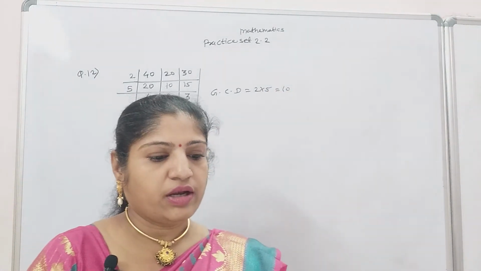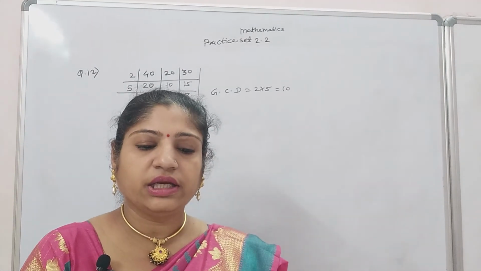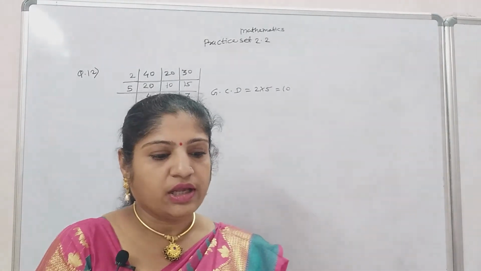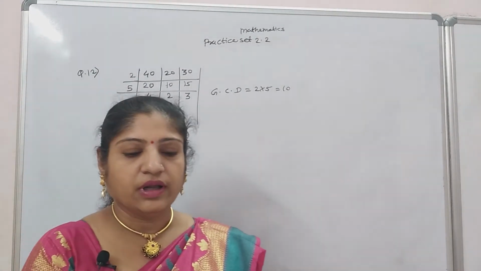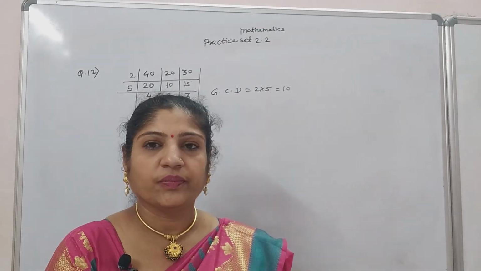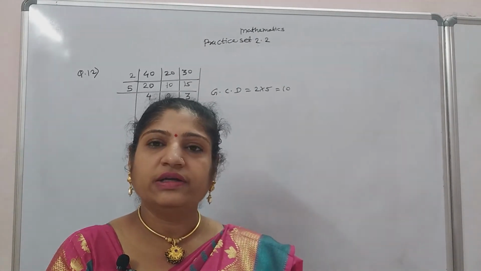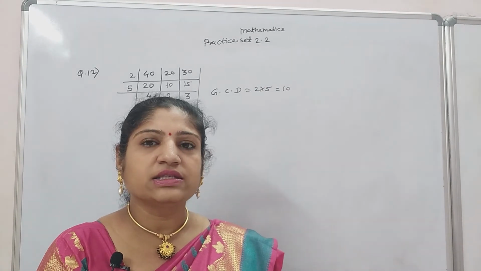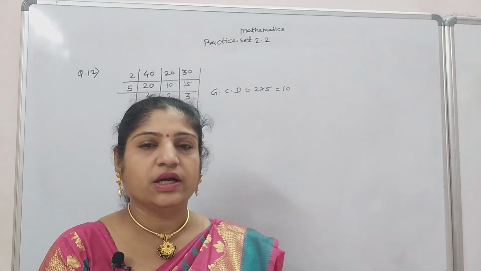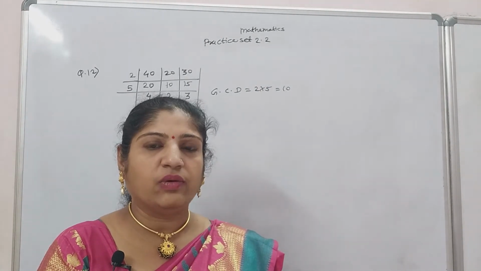And the hint, for questions number 11 and 12: if the example asks for the maximum number, then we have to find the GCD. And when it asks for the minimum number, the least number, then we have to calculate the LCM.